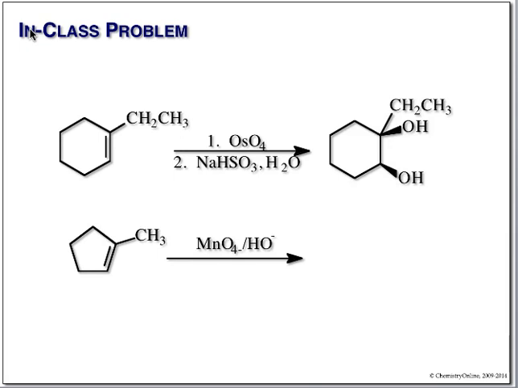Here we're using permanganate. Same reaction. We're just going to convert this into a 1,2-diol with the hydroxyl groups on the same side. Any questions? All right, let's do carbenes and then we'll take a quick break.